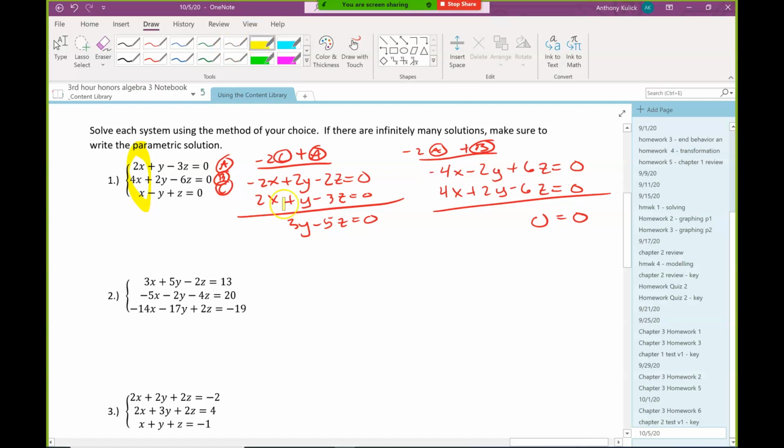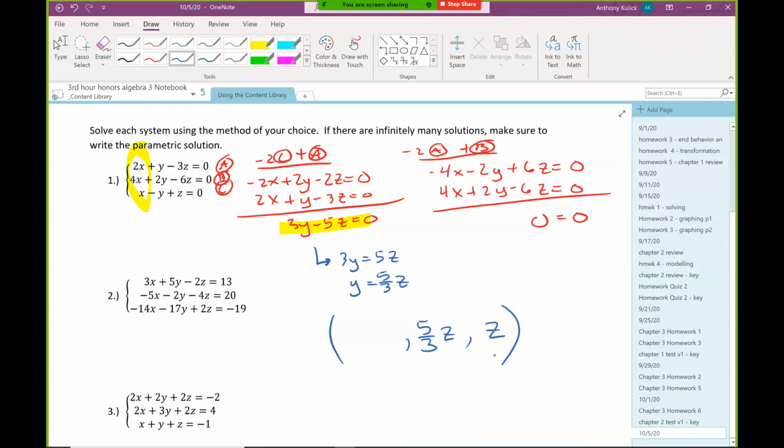So all I'm going to do then is use the equation that I have and isolate either y or z from it. It doesn't matter which one. Let's just choose to isolate the y. So I add 5z to both sides, and then I divide both sides by 3. That tells me I know the solution for my y component. It's 5/3 z. And I know that z is going to act like my independent variable. So all I need to do is find the y, or the x, excuse me.